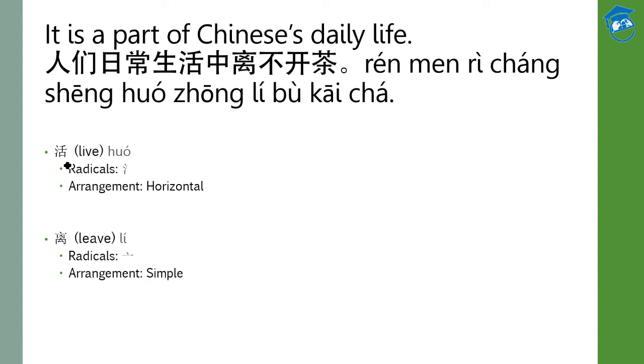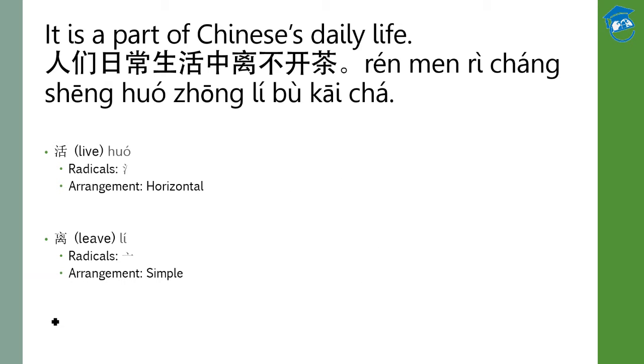The first one here is 活. 活 means to live, the state of being alive. This is the pinyin huo, and the radical is what's on the left there. So the arrangement is horizontal, as you have left and right components here. Let's look at how to write 活. 9 strokes for this word, 活.